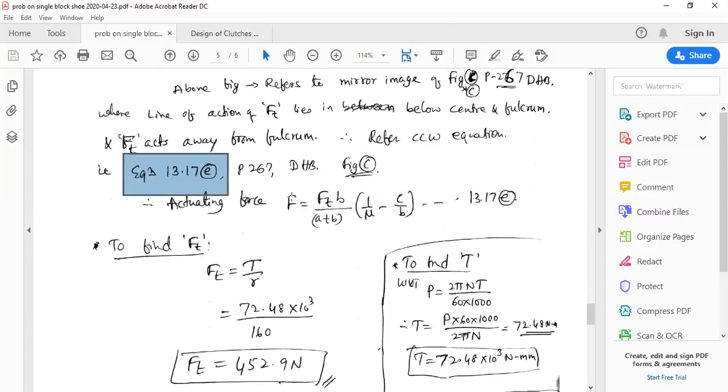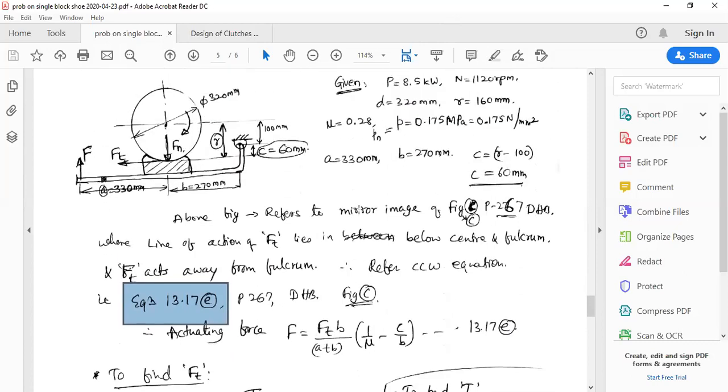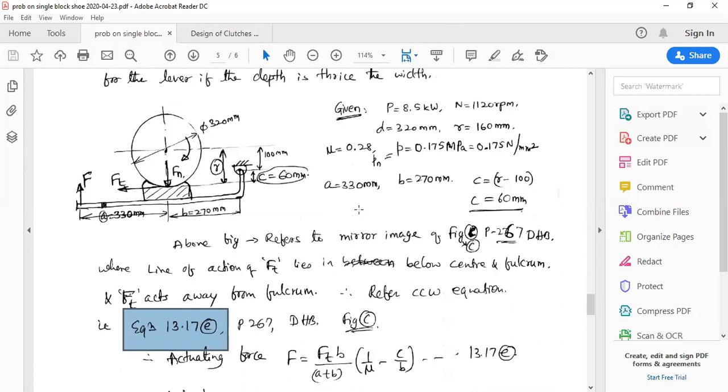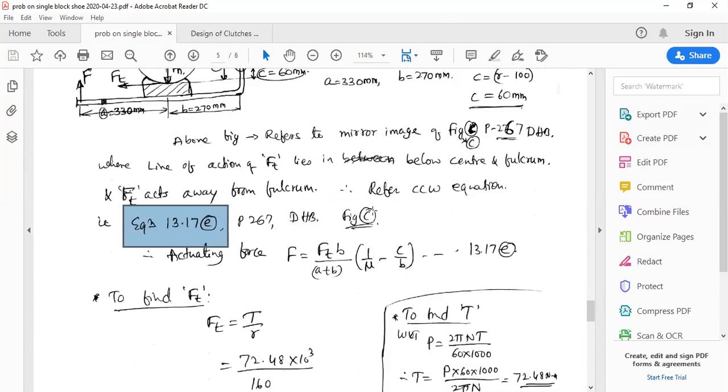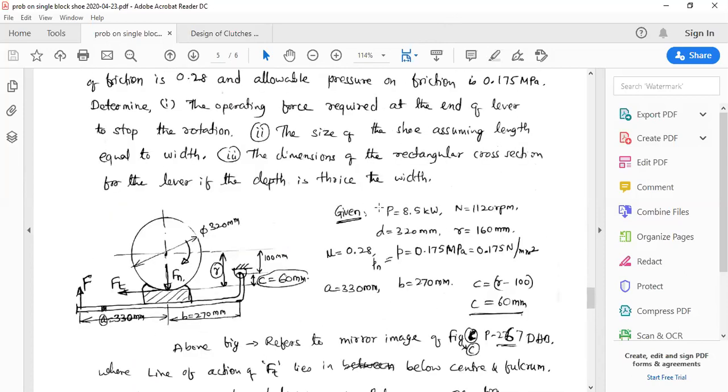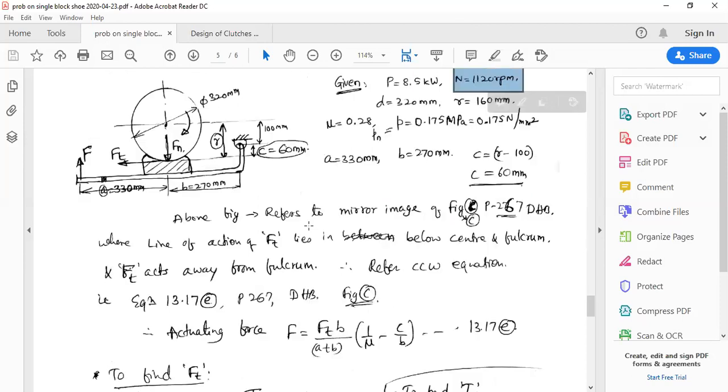Now we have to calculate the actuating force. To calculate the actuating force, we require the value of Ft. Since the value of Ft is not given, we have to determine Ft itself. In this particular problem statement, the value of P in kilowatt as well as the rpm value is given.